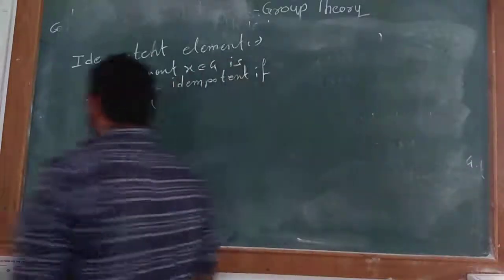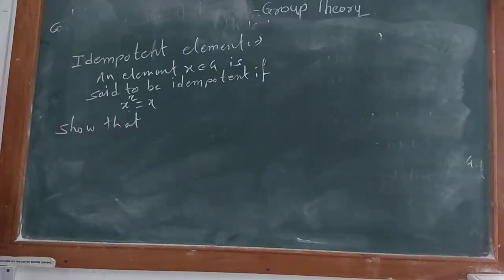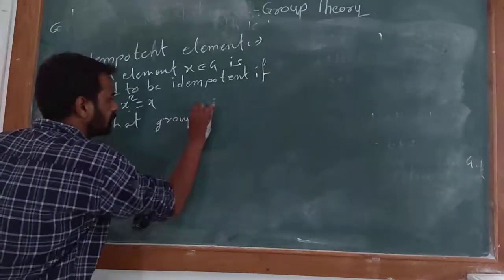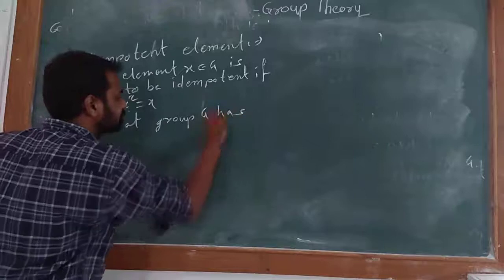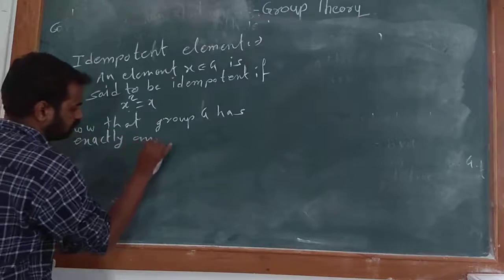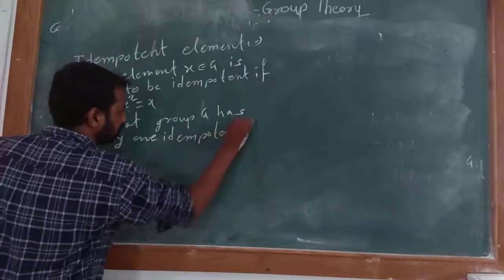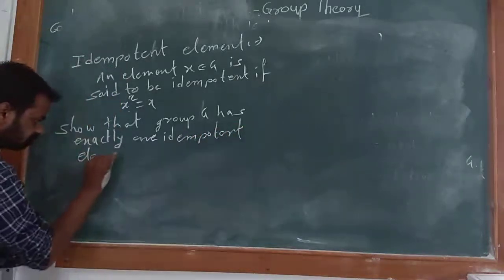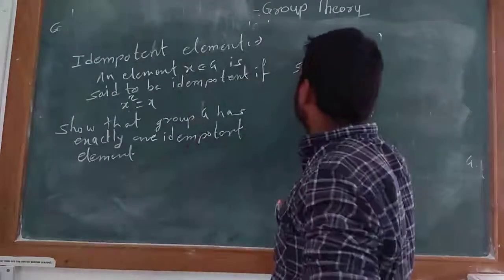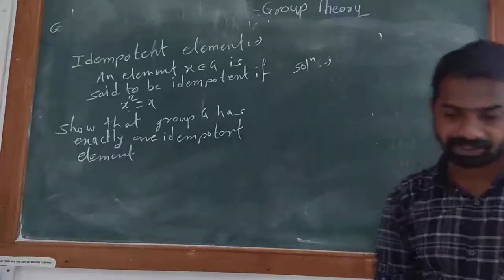नेक्स्ट एक्झाम्पल शो दॅट ग्रुप G has exactly one idempotent element. Solve. जो ग्रुप जी मध्ये फक्त एकच आयडेंपोटेंट एलिमेंट मिळतो असं आपल्याला काय करायचं आहे दाखवायचं.